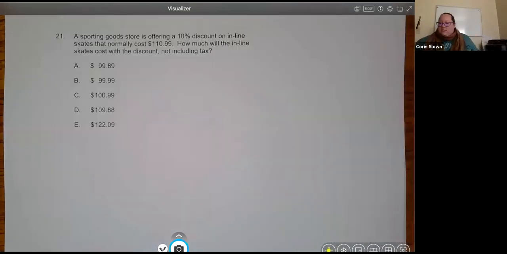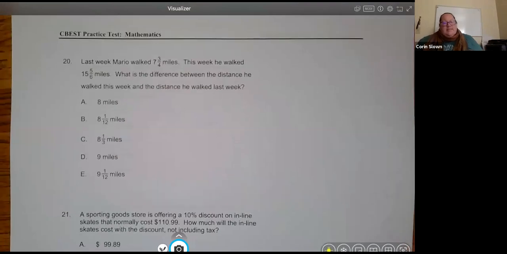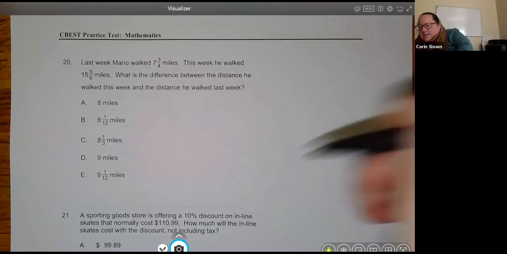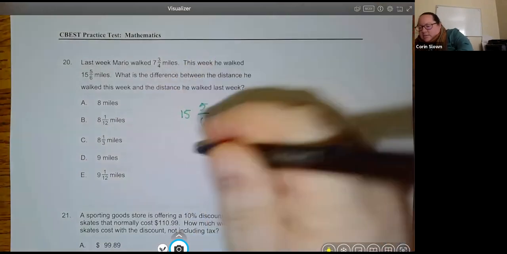Okay, let's do problem 20. So last week, Mario walked 7 3/4 miles. This week, he walked 15 5/6 miles. What's the difference between the distance he walked this week and the distance he walked last week? Okay, so in this case, I have mixed fractions.